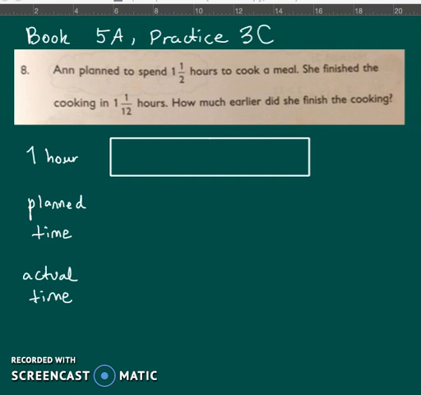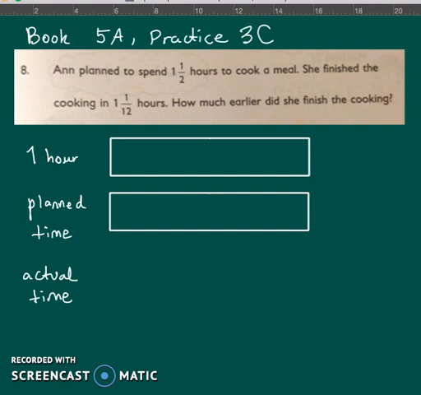So let's draw a bar to represent 1 hour. That's going to be this bar right here. And now let's think about how we're going to represent the amount of time that Anne planned to spend cooking using the bar model. Well, she planned to spend 1.5 hours. So how do we represent 1.5 hours using bars? Well, one bar will represent the first hour, and then we need another half hour.